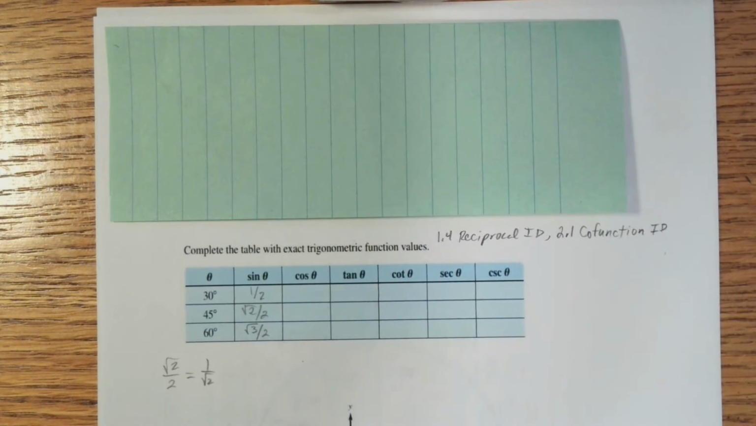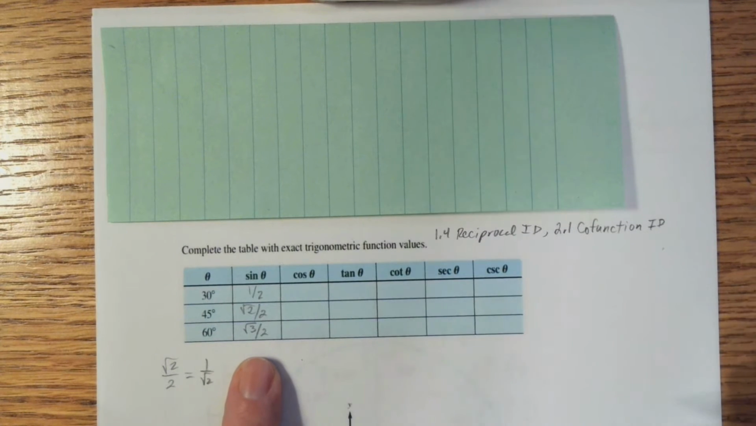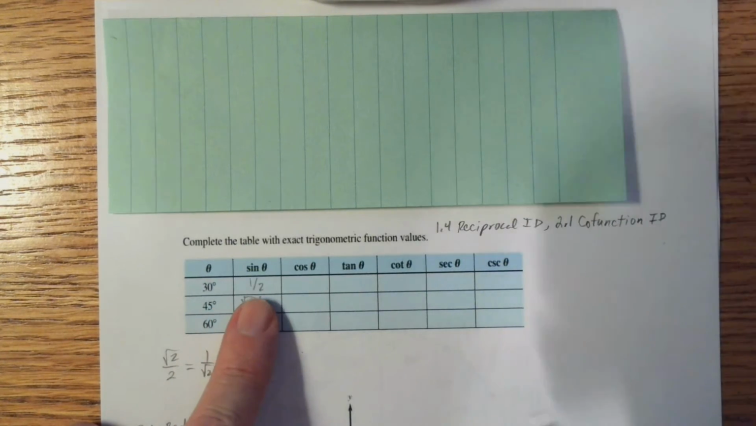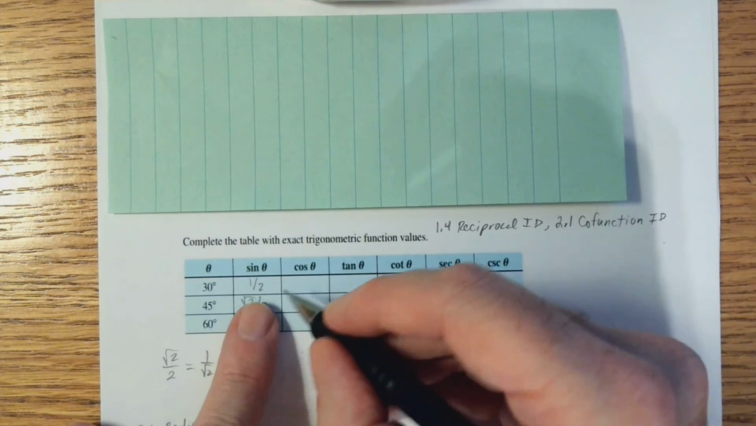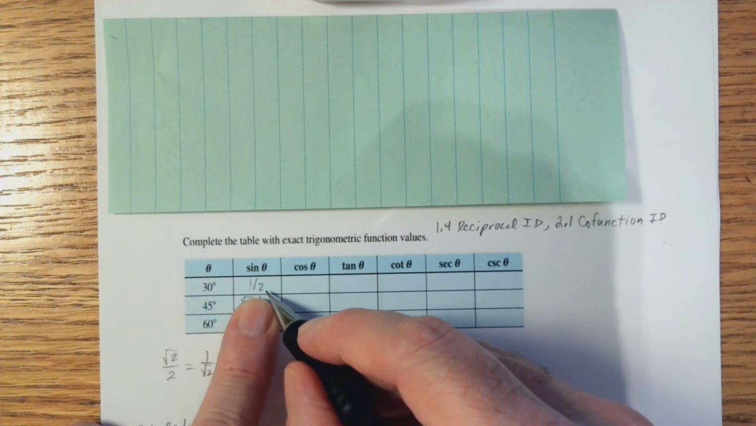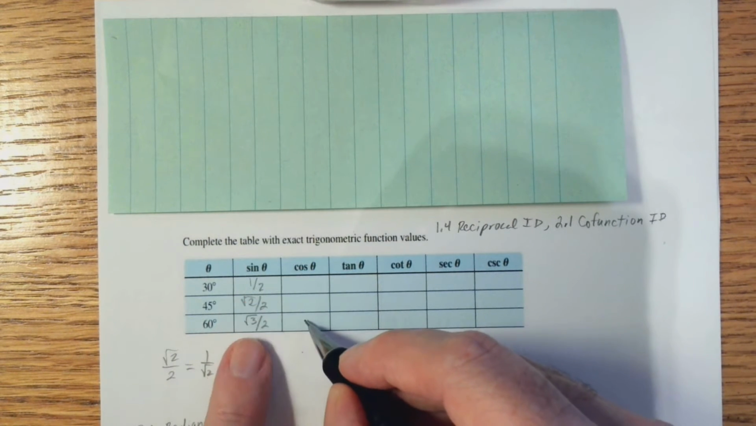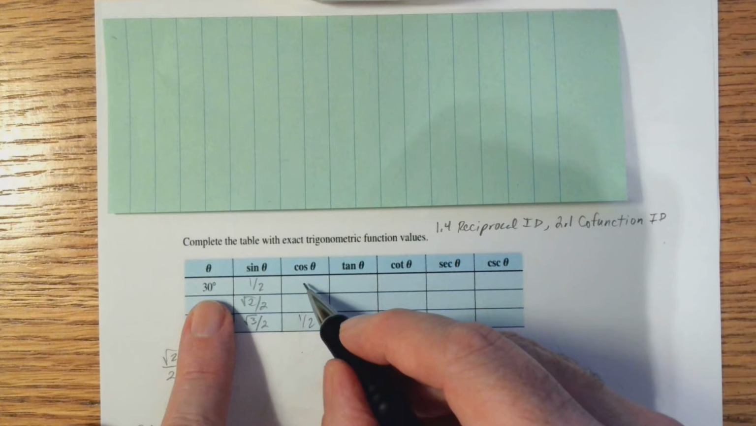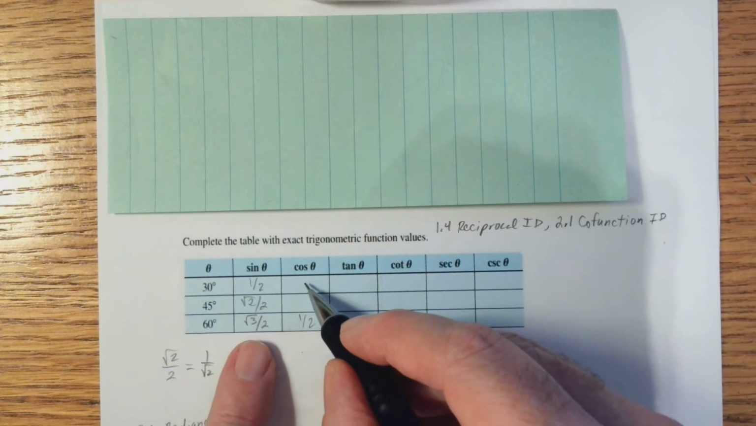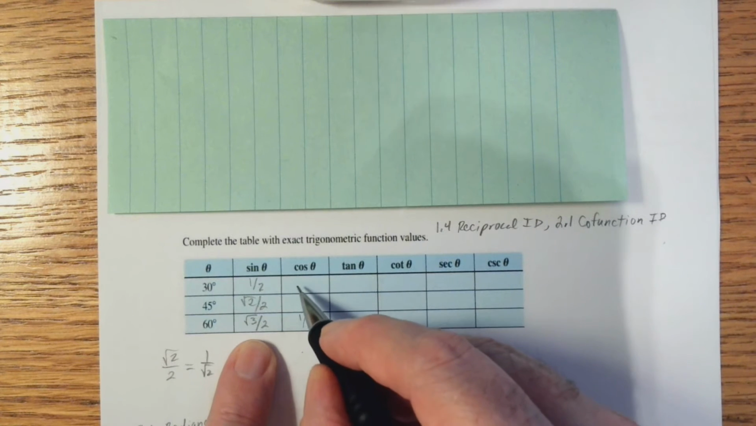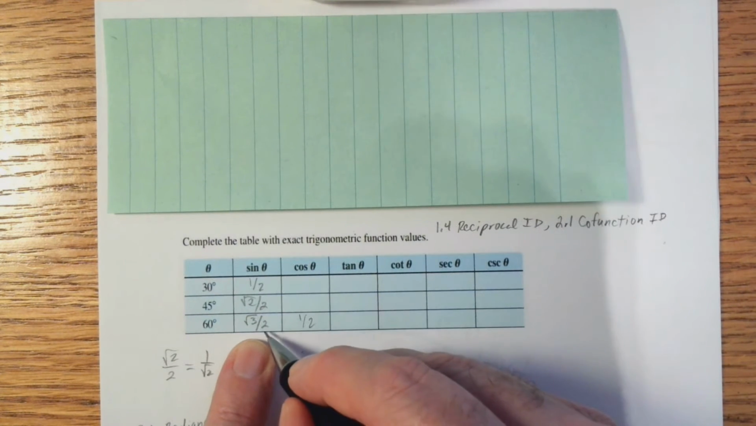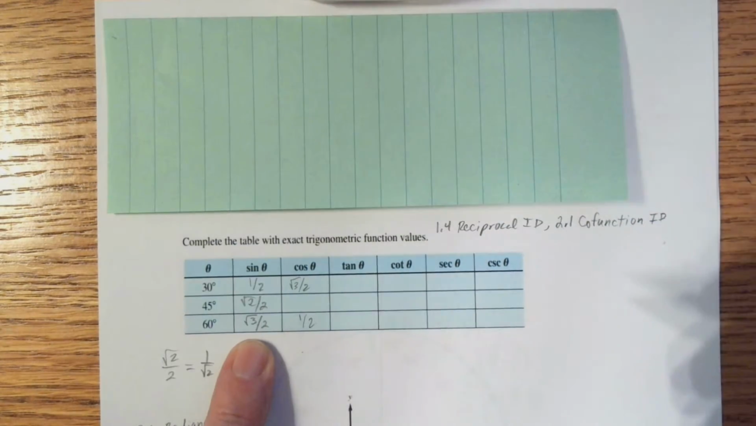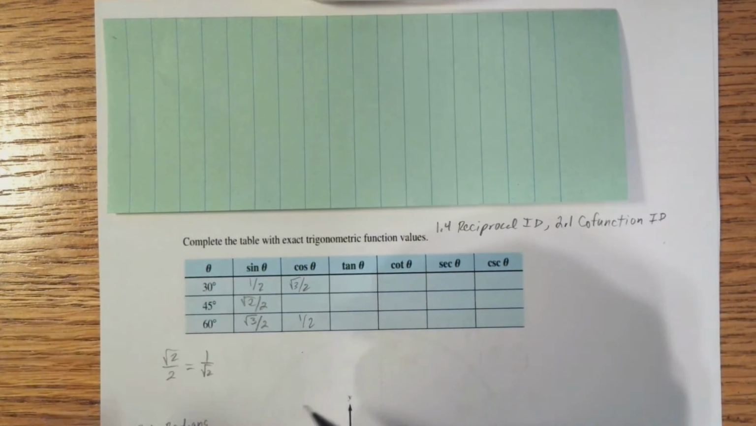All right, so I already put in the ones that we just got using those two special triangles. Now, we know that the sine of 30 degrees is equal to the cosine of 60 degrees. So this should be a half. And the cosine of 30 degrees should equal the sine of 60 degrees, which was square root of 3 over 2. So these are basically opposite for 30 degrees and 60 degrees. Notice 30 and 60 add up to 90.